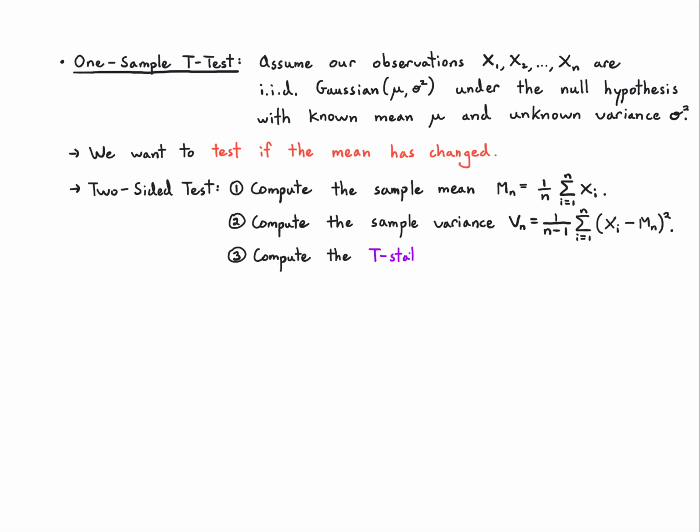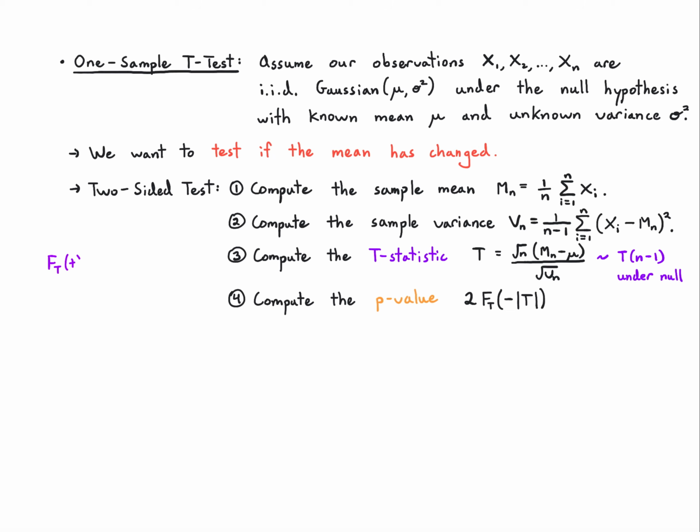Now I compute the t statistic, which is t equals square root of n, sample mean minus true mean, over square root of sample variance, because I don't know the true variance. This turns out to have a t distribution with n minus 1 degrees of freedom under the null. Okay, I compute the p-value, and this F of t is the CDF of a t distribution with n minus 1 degrees of freedom. Okay, and I can look that up using a lookup table or my favorite numerical computing package. The way that I compute the p-value is I just take 2 times this CDF and then plug in minus the absolute value of the t statistic that I got above.